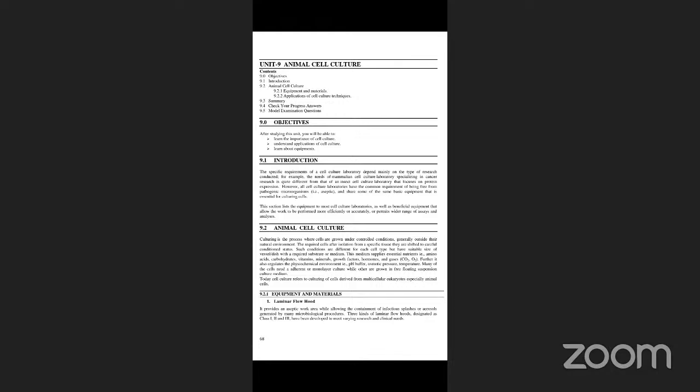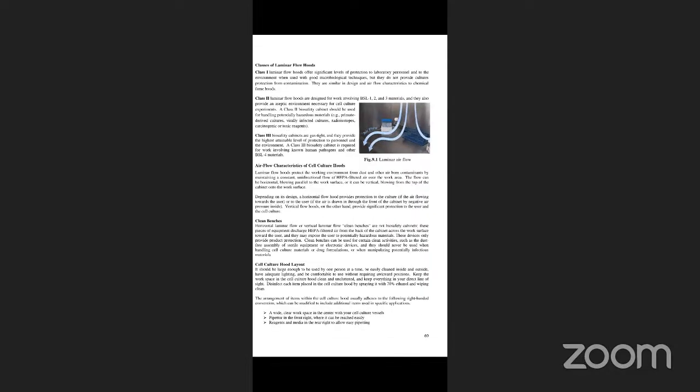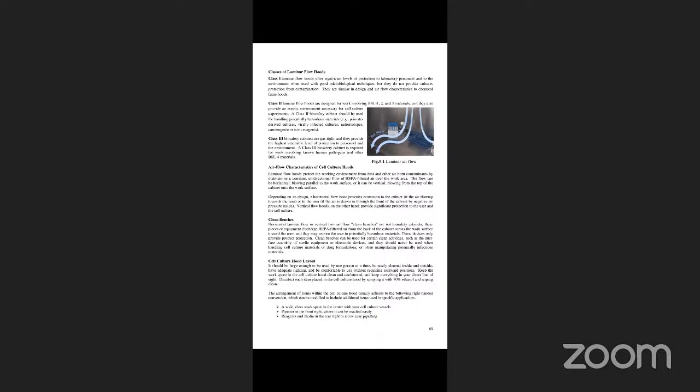Here we have three classes, class 1, class 2 and class 3. This is how it looks. You might have seen it in the microbiology laboratory. Usually in microbiology we use class 1, and class 2 is mainly used for primate cultures, radioisotopes, cell cultures, all these things. Class 3 is mainly used for human pathogens. But basically class 2 is mainly for animal cell culture.